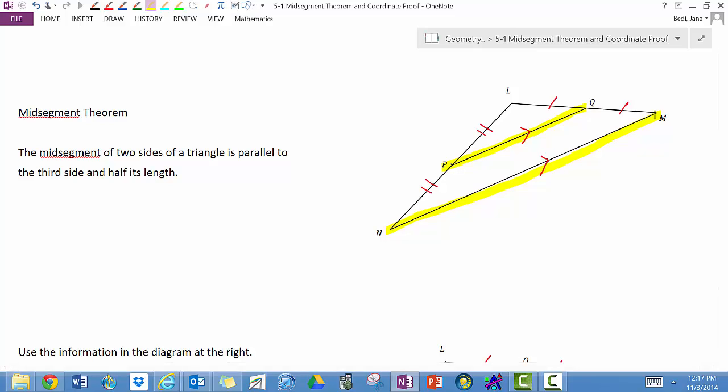So it's parallel. And going back in time, we need to remember that when there are parallel lines and transversals, and here we have two transversals, I'm going to highlight the transversal NL. And you notice that you will have corresponding angles here that are congruent.